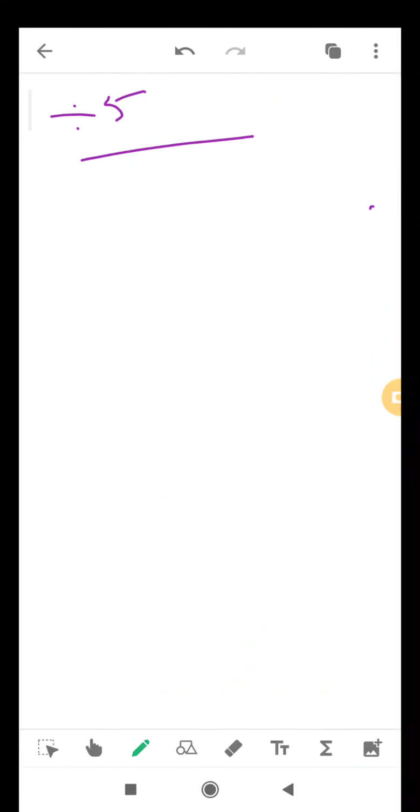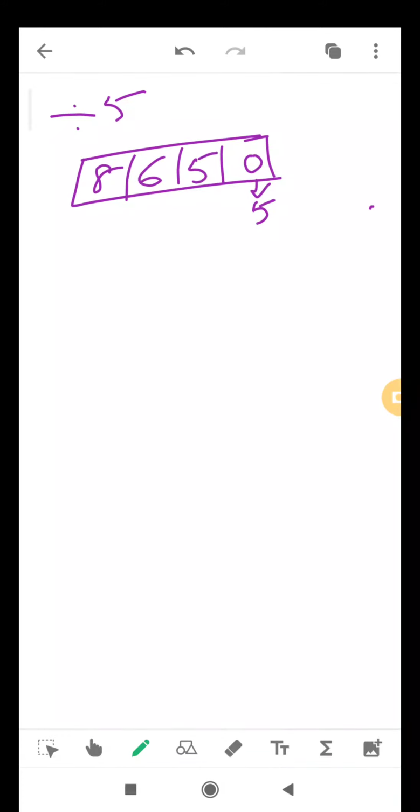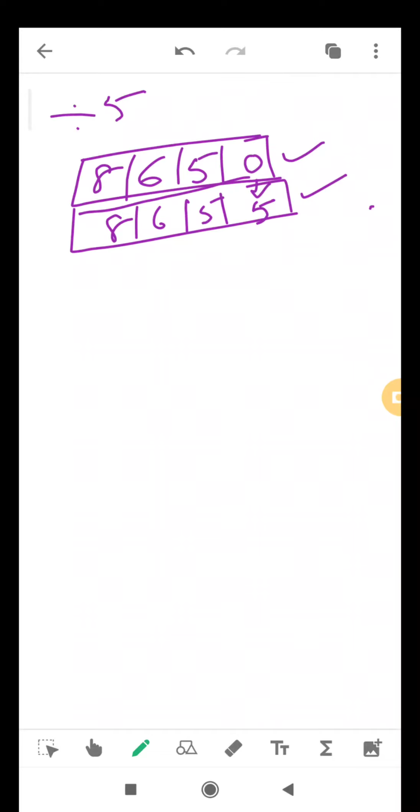Divisibility 5 rule is, any number here must be either 0 or 5. 0 or 5. You can write any numbers, you can write here 865. 8650 is divisible by 5, and 8655 also divisible by 5. You can just check. Okay, so therefore the last digit, if you want I will show you one.